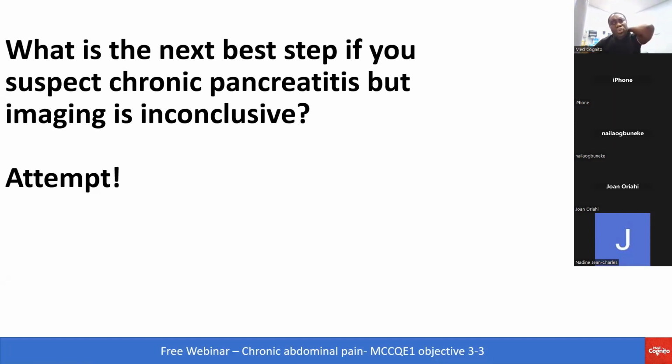So let me give you this question. You have a 55-year-old male who has been having recurrent episodes of epigastric pain that radiates to the back. You were suspecting chronic pancreatitis, and because of that requested a CT scan. The radiologist indicates that the CT scan is inconclusive. What is your next best step?